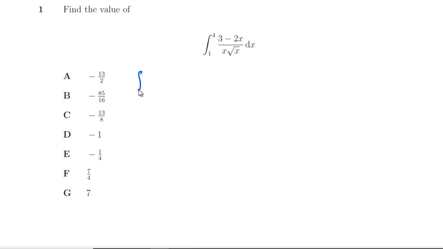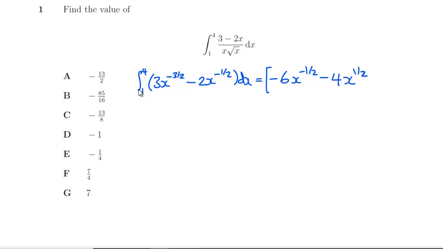Okay, so integral from 1 to 4, let's obviously split this into two terms, since we've got one term on the denominator, so 3x to the minus 3 over 2, minus 2x to the minus a half dx. So that's going to be, what am I going to get? Minus 6x to the minus a half, and then minus 4x to the half.